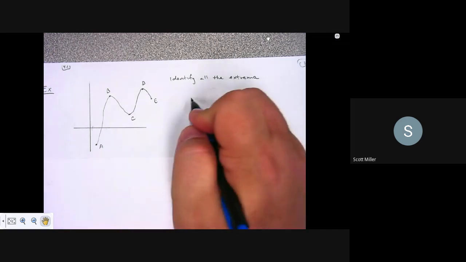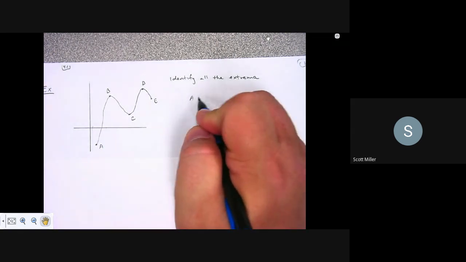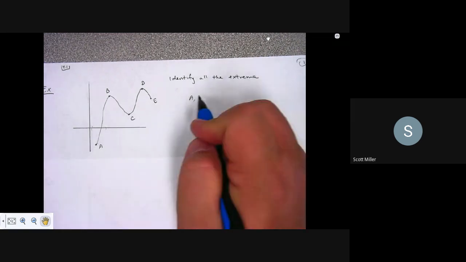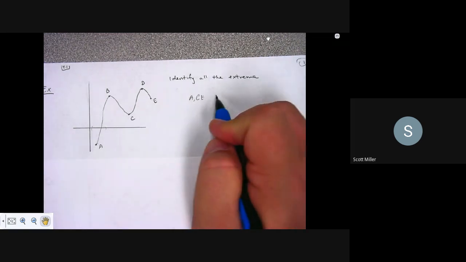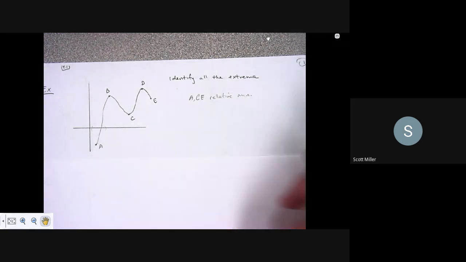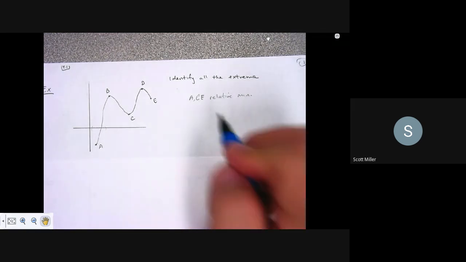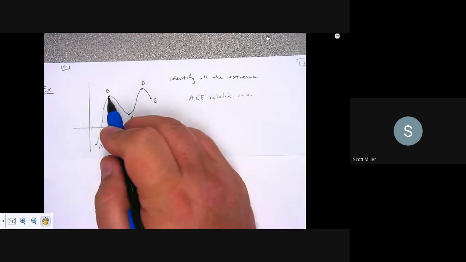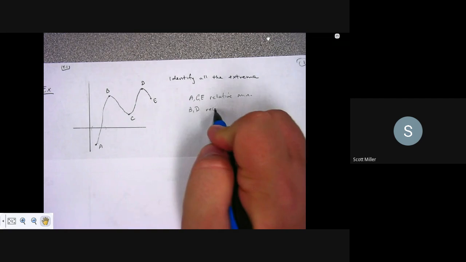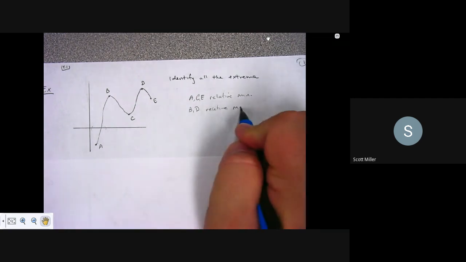So we can come over here and we can say that points A, C, and E then would be considered relative extrema, relative minimums. I'm going to abbreviate here. They're relative mins. Well, then what is B and D? So B and D would be relative or local maxes.